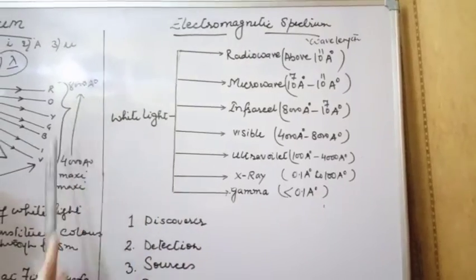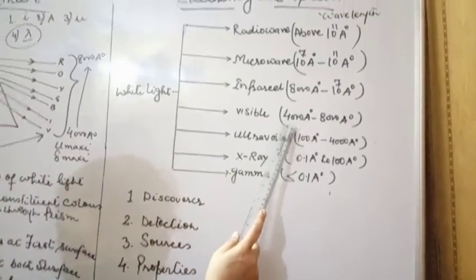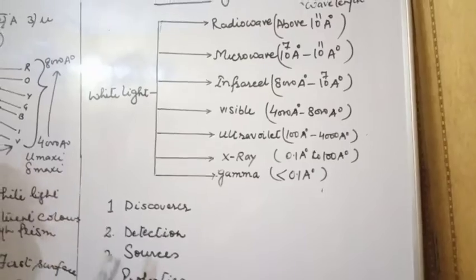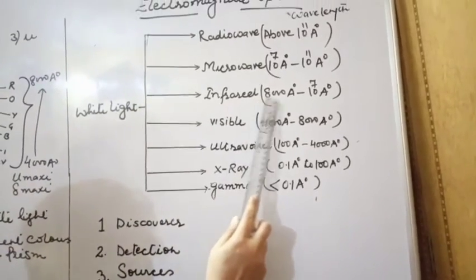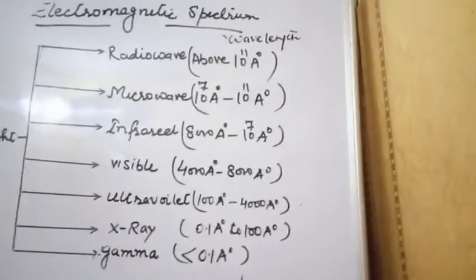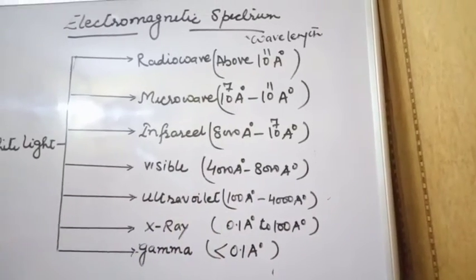Visible light, this 7 color band is called visible light because we can see it with our naked eyes. Its wavelength is 4000 angstrom to 8000 angstrom. Infrared, 8000 angstrom to 10^7 angstrom. Microwave, 10^7 angstrom to 10^11 angstrom. Radio wave, above 10^11 angstrom.